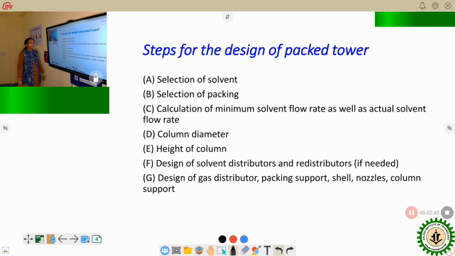Now column diameter and height of the column are two important parameters, and design of the liquid solvent distributor and redistributor if required. Now, along with these main design parameters, design of gas distributor, packing support, seal, nozzle, and column supports are also some design parameters for a particular absorption column.